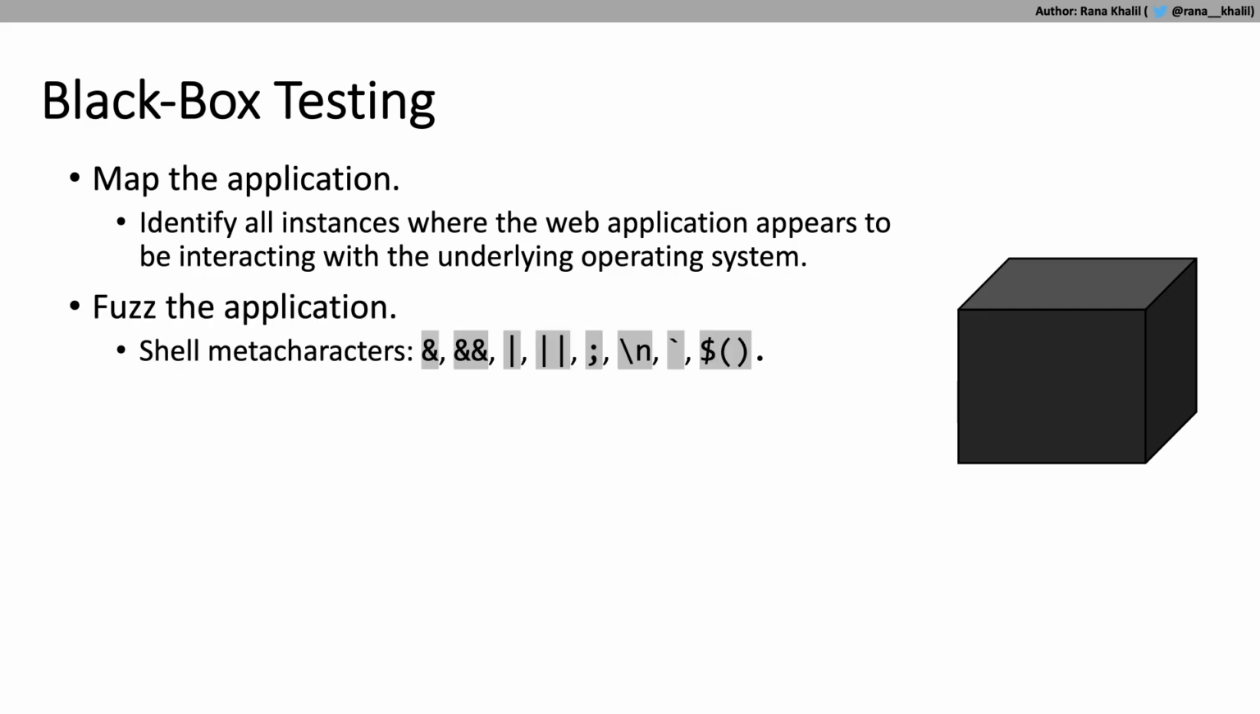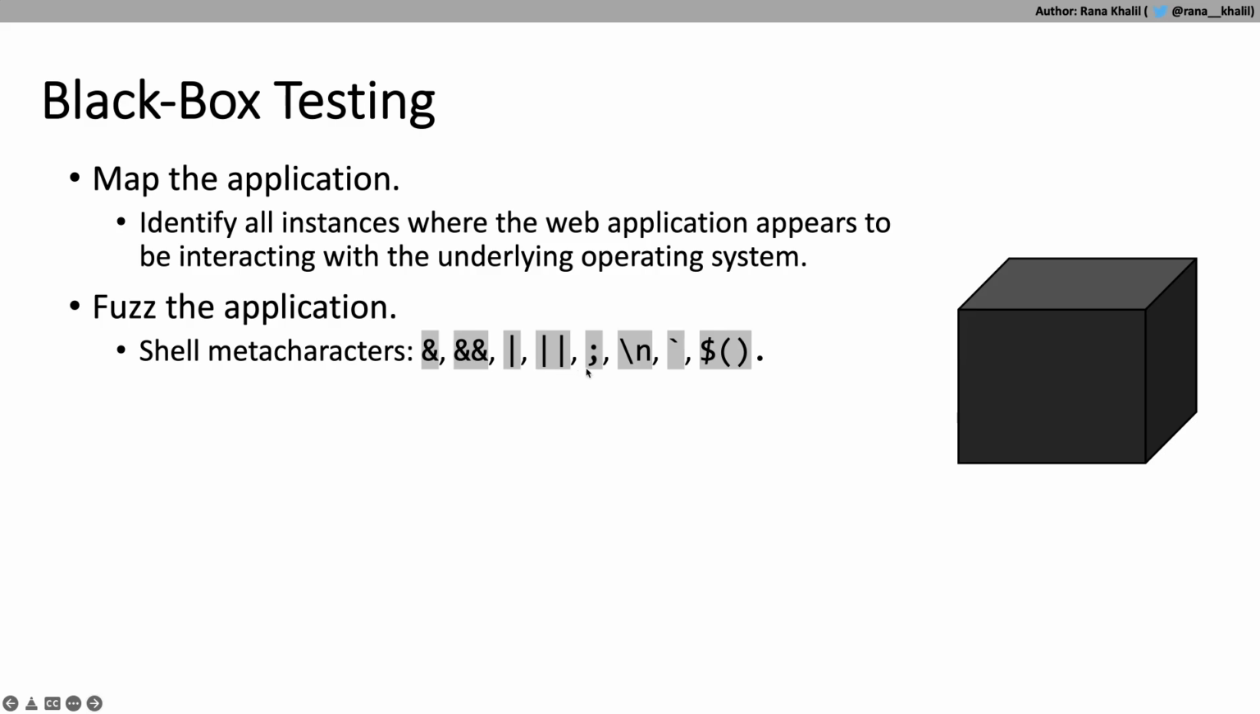Now, once I've mapped all the request parameters of interest, then it's just a matter of fuzzing the application with command injection payloads. Now, in these payloads, you'll likely use one of these shell meta characters, and there's quite a few of them that you can use to perform command injection attacks. Some of these characters function as command separators, allowing commands to be chained together, like the first 4 over here that work for both Windows and Unix-based systems.